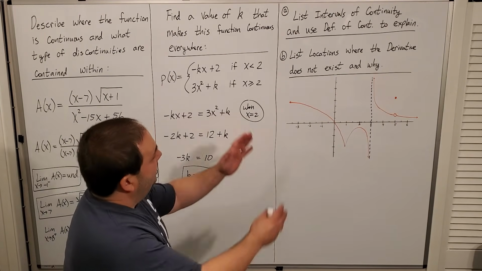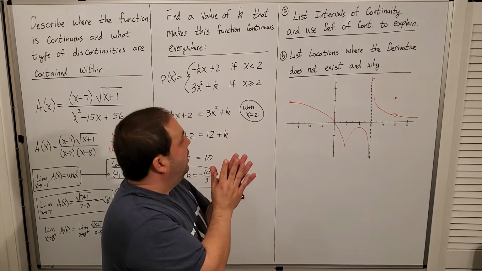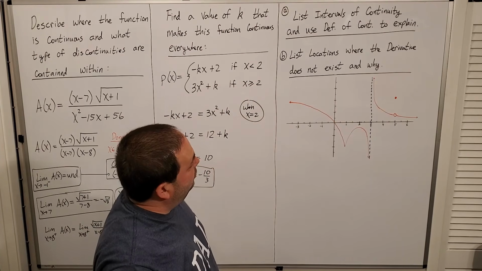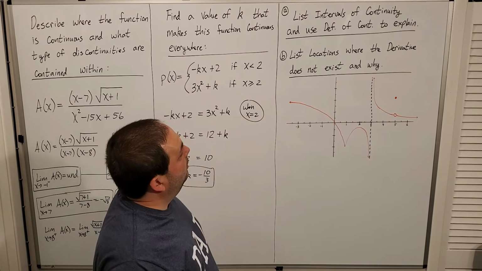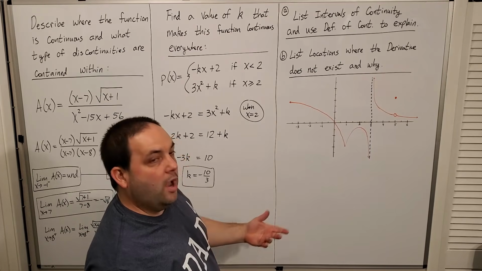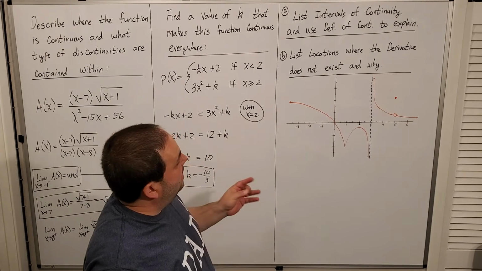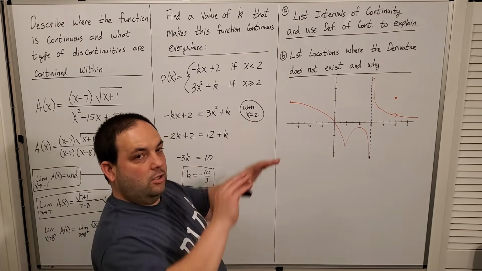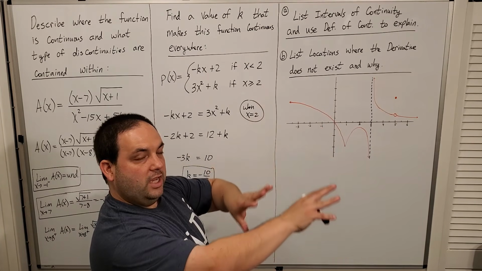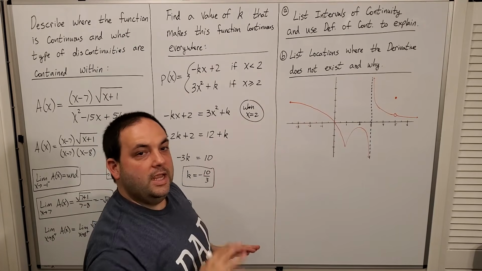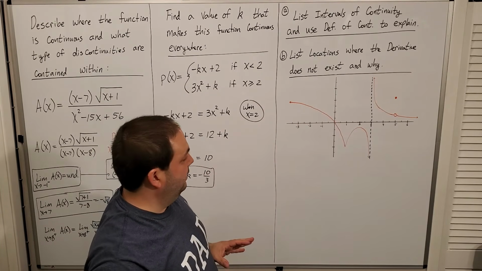Okay? Now lastly, list the intervals of continuity and use the definition of continuity to explain where these intervals are and why they're happening. And then also list any locations where the derivative does not exist and why. So here's our little bridge. We're going to start talking about the connection between continuity and taking the derivative here.